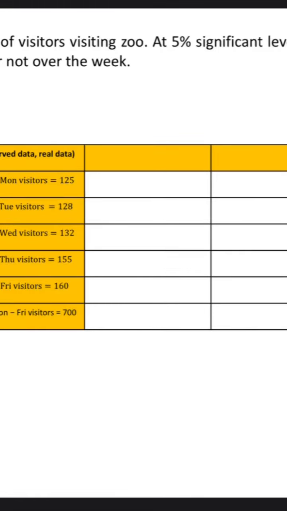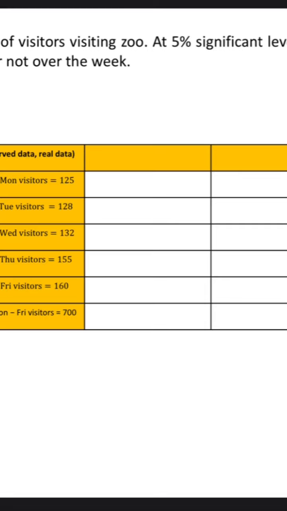Chapter 9.6 focuses on using the chi-square goodness of fit test to check whether a set of observed data follows a certain expected distribution. In this tutorial, we look at the number of visitors who go to the zoo from Monday to Friday. The question is simple: are the visitors uniformly distributed over the week? In other words, do all 5 days have roughly the same number of visitors?